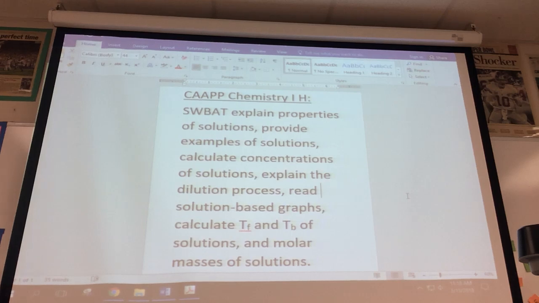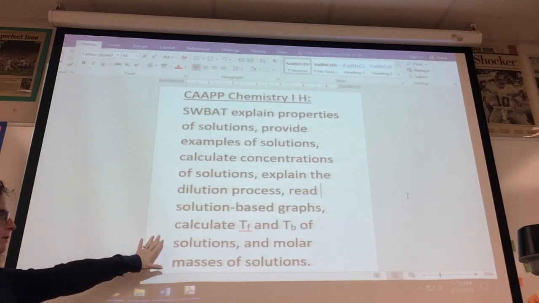Last lesson today in our solution chapter. Last time and the time before, we worked on colligative properties such as boiling point elevation and freezing point depression. And today we're going to use either the boiling point of a solution or the freezing point of a solution to determine the molar mass or the molecular mass of a solute.